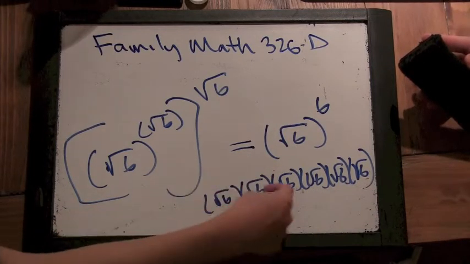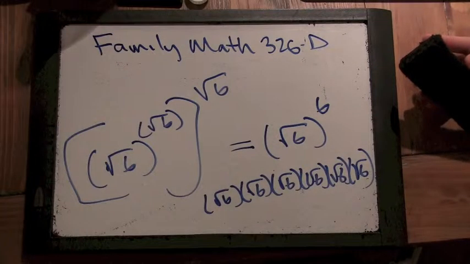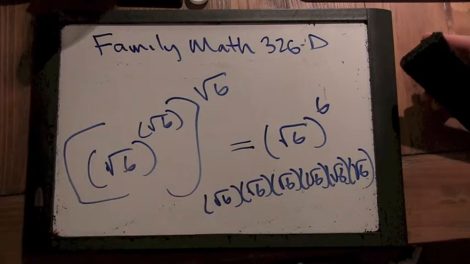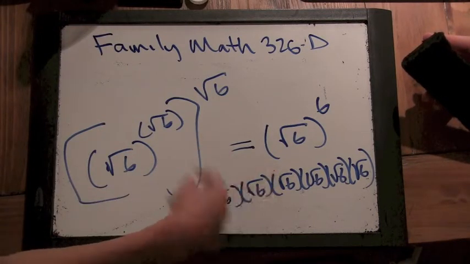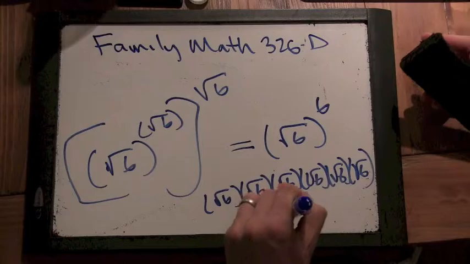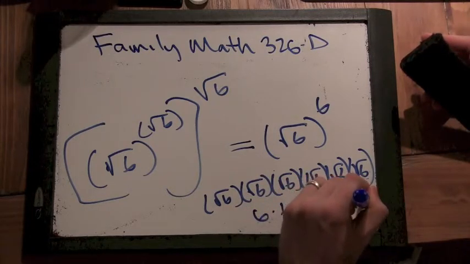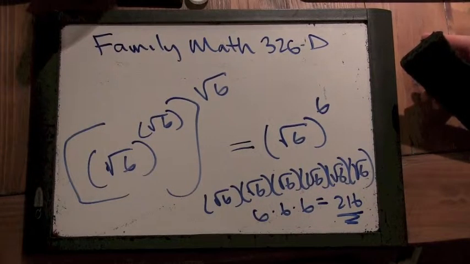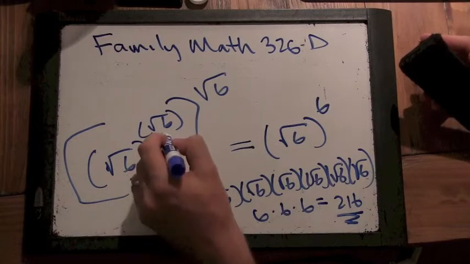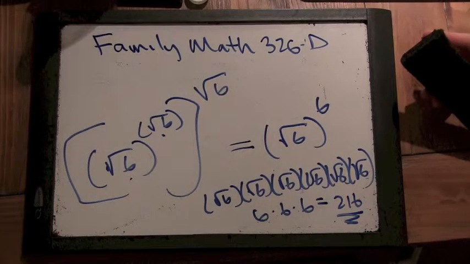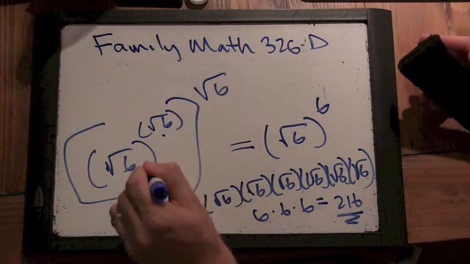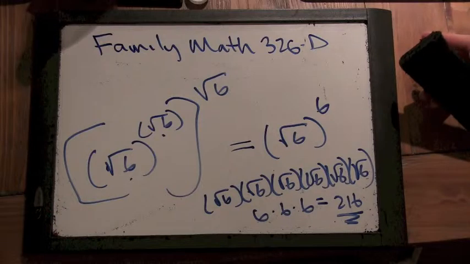Okay. So then you can group them in groups of 2. And what do you get when you group them in pairs like that? 6. How many times? Well, you get 3 sixes. So it's 216. So here's another example. Either square root of 6 to the square root of 6 is rational, or we don't know if it is or it isn't. But if it isn't, we can take whatever number this is and raise it to the square root of 6 power and get 216.